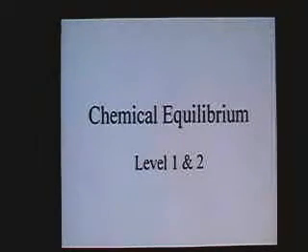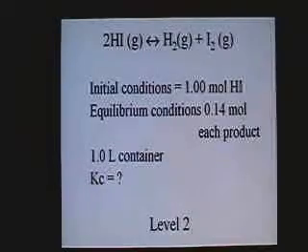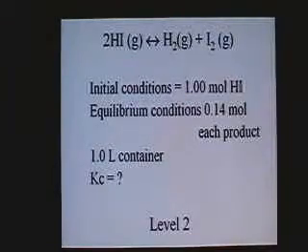Chemical equilibrium, level 1 and level 2 problems. In our first problem, we're going to look at the decomposition of hydrogen iodide to form hydrogen and iodine. Notice everything's in the gaseous state, which will be useful when we get ready to write our mass action.